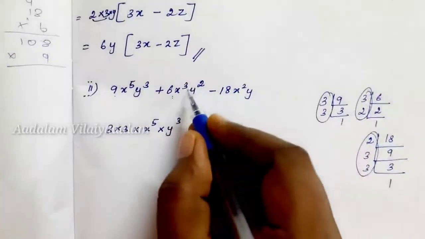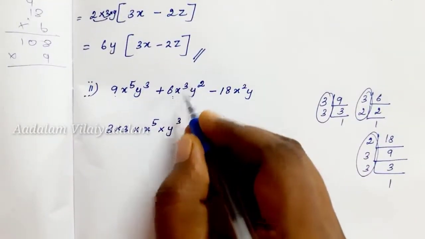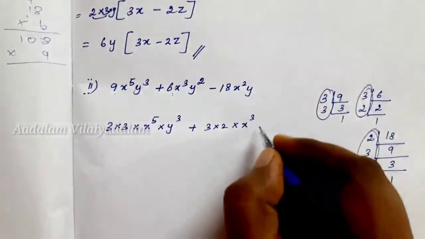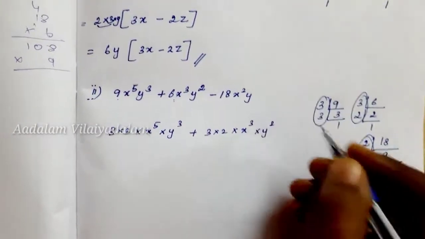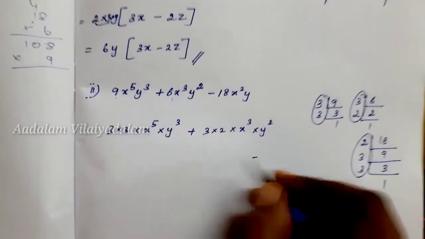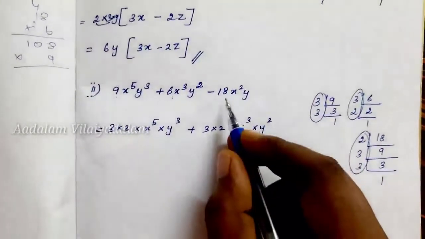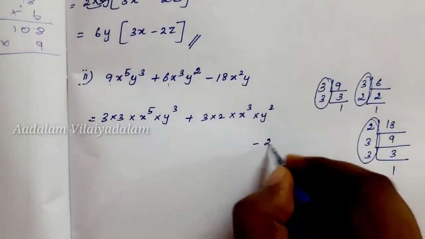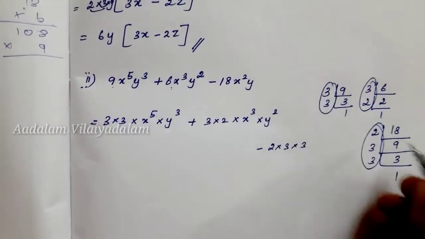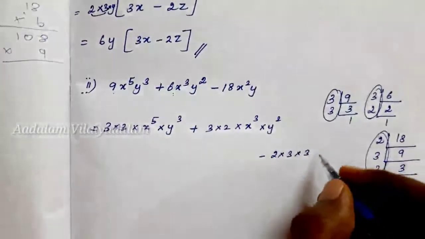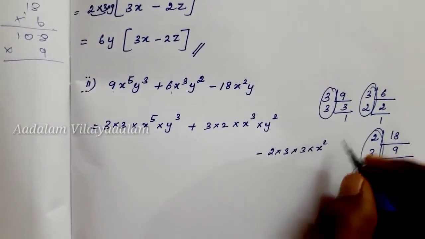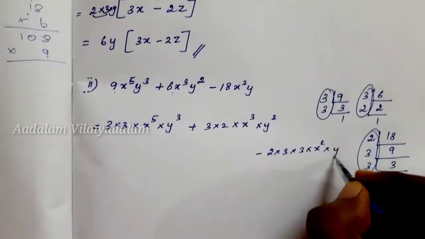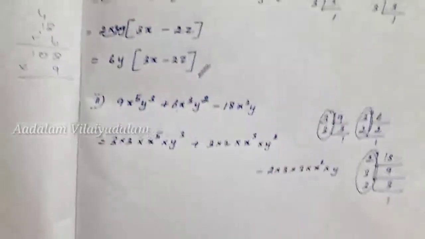Next, the remaining variables: x cube, which means x is multiplied three times, and the remaining is y square. Then the next one, 8 minus 18x square y. So what are the terms here? 2 into 3 into 3. Then the remaining variables: x square, which means there are 2 times of x. Here 1 time of y, which is y.